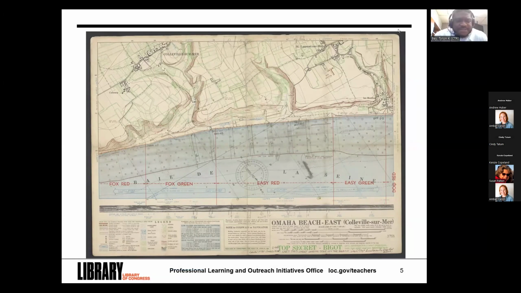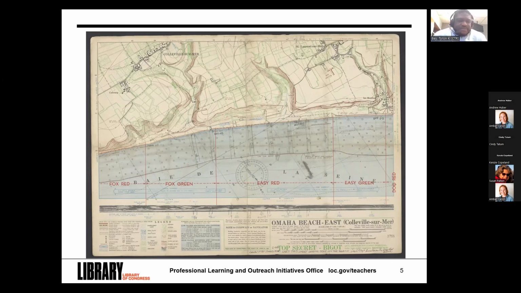The map is in French, and then it's got some English letters on it: Fox Red, Fox Green, Fox Red, Easy Green. What does that mean? What's going on between Fox and Easy? As this map looks like a topography map, I'm wondering how hilly is this information. What I take away biggest is the top secret. Like, what's going on? This is top secret. And it's interesting how even maps that you would think would be accessible to anybody would be considered top secret. What's on this particular map that's making it top secret?